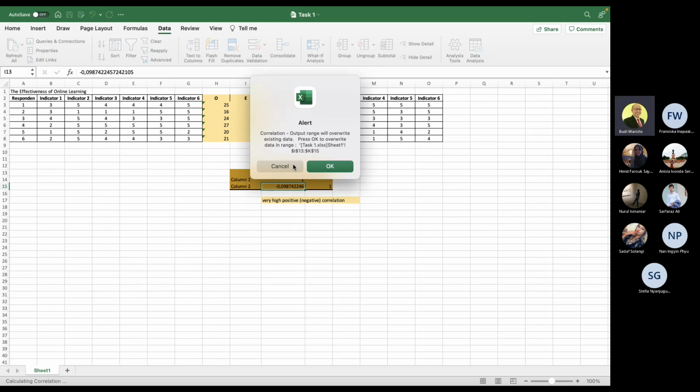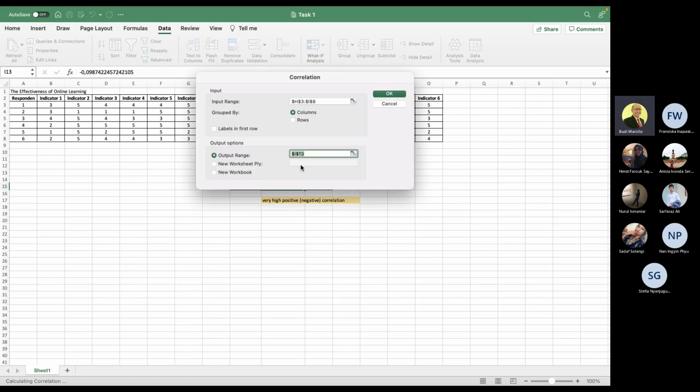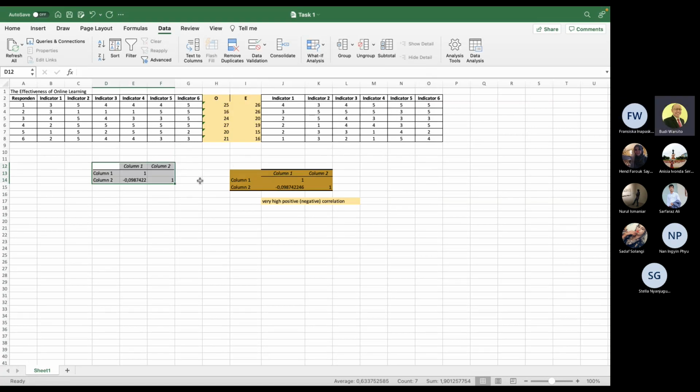Override. Cancel. Please change your output ring to another box, not E, not I 13, but yes, click. Okay. Yes. Oh yes. Okay. I think no problem.